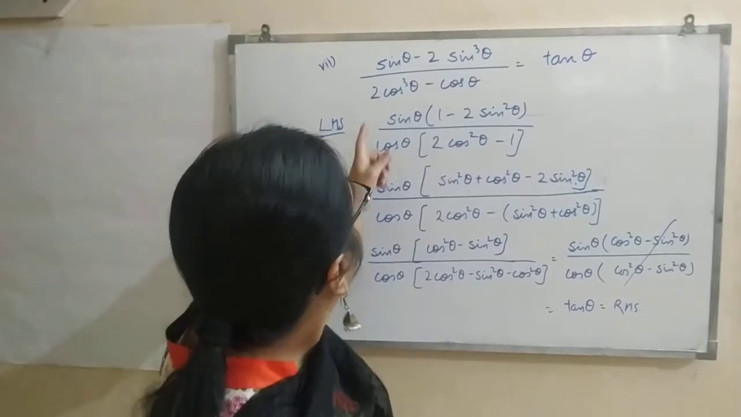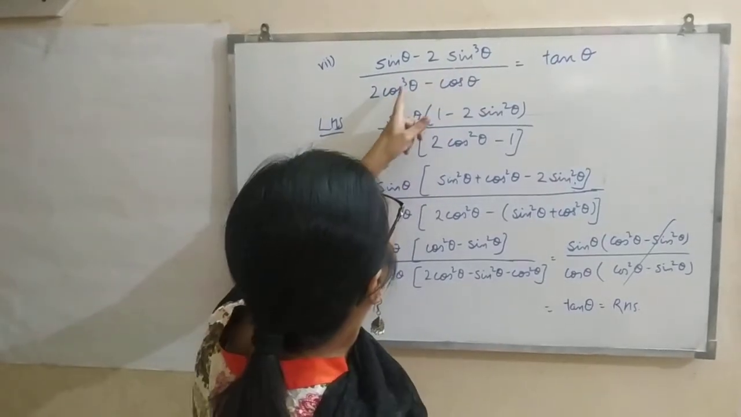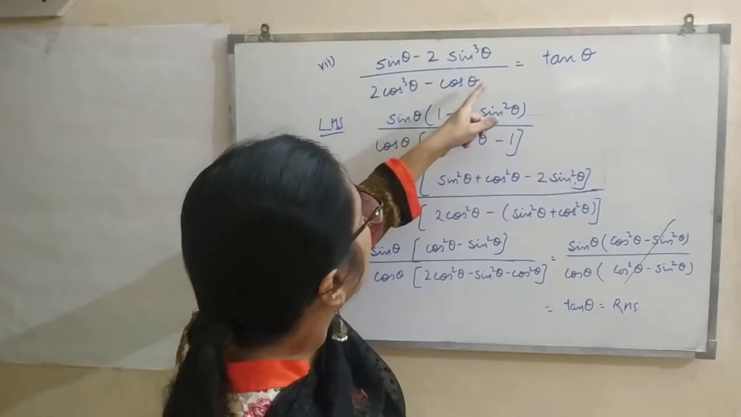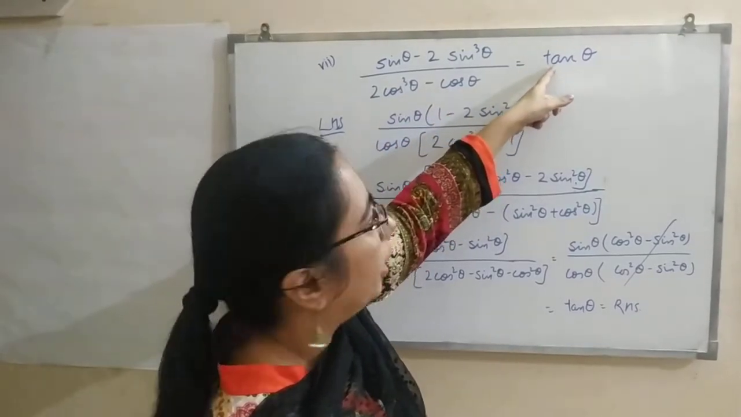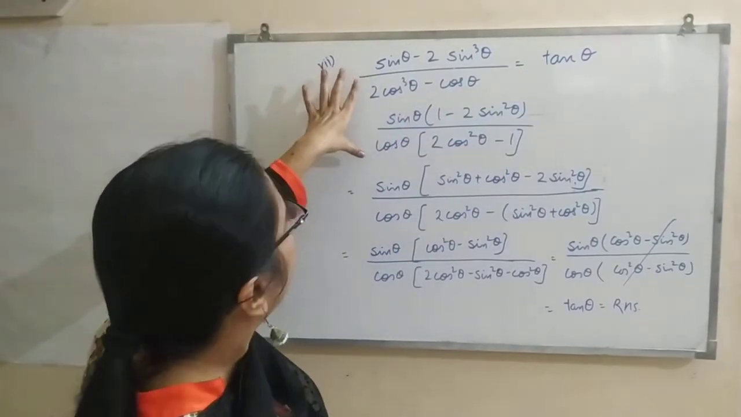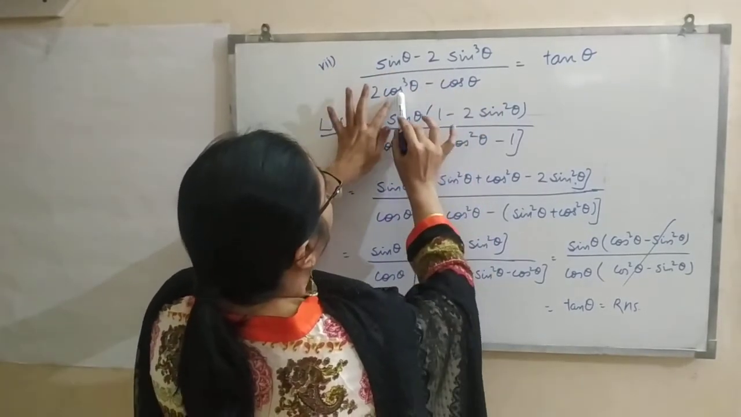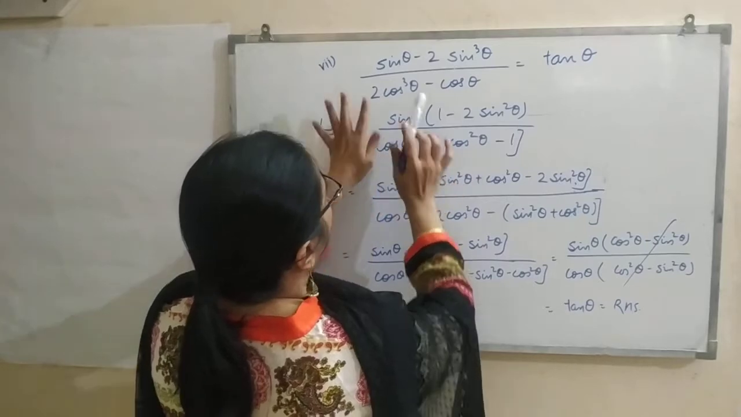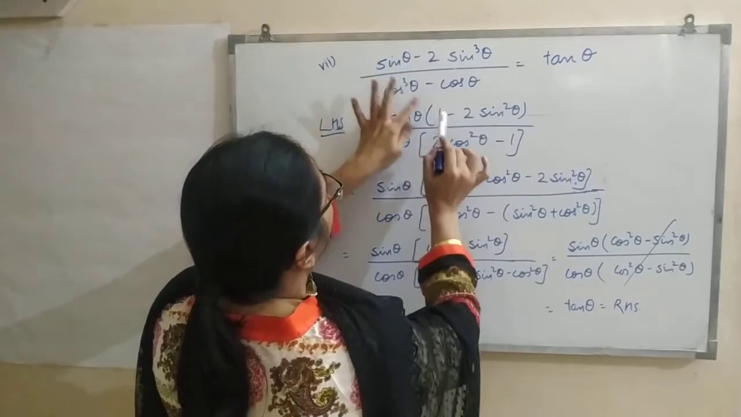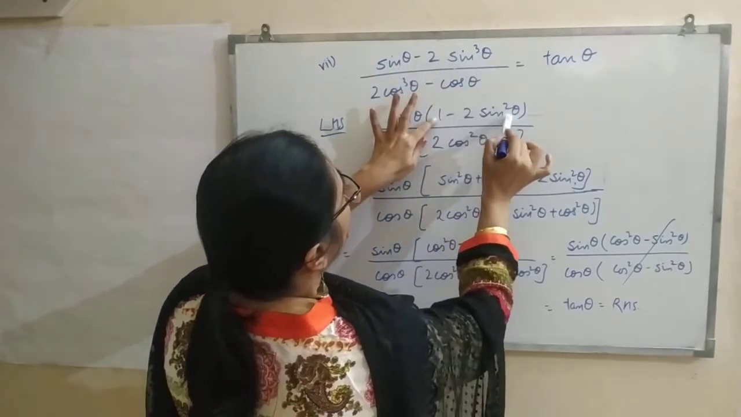Now the seventh part: (sin theta minus 2 sin cube theta) upon (2 cos cube theta minus cos theta) is equal to tangent theta. You have to prove it. So again I start with the left hand side. You can see sin theta is common in the numerator and cos theta is common in the denominator. So I can take common sin theta, 1 minus 2 sin square theta.